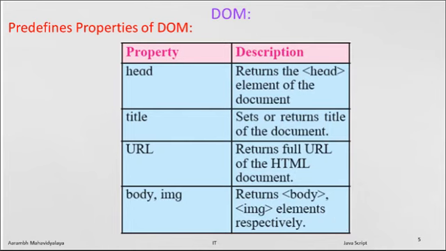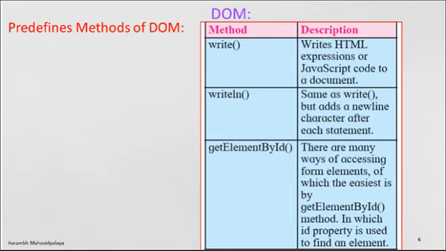Okay. The next one, predefined methods of DOM. First method is write. Always remember one thing, while writing any method you have to provide the round brackets, as these methods mostly work as functions, and you know that while writing any function you have to provide the round brackets, then only it will work as a function. Similarly here, while defining any method you have to provide the round brackets, then only it will work as a method.